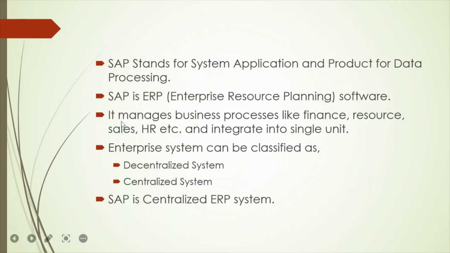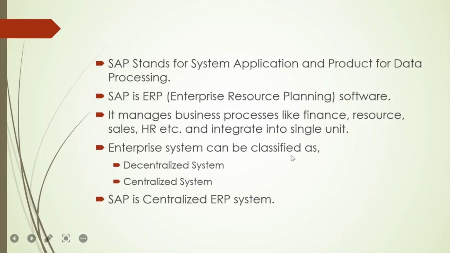SAP stands for System Applications and Products in Data Processing. This is the full form of SAP. SAP is basically a tool which is helpful for system application and data processing purposes. SAP is an ERP. ERP stands for Enterprise Resource Planning software. So SAP is an ERP software. It manages business processes like finance, resource, sales, HR, etc. and integrates them into a single unit. So basically SAP has different units in itself, and all of those units come under SAP. We are going to see that in the upcoming slides.